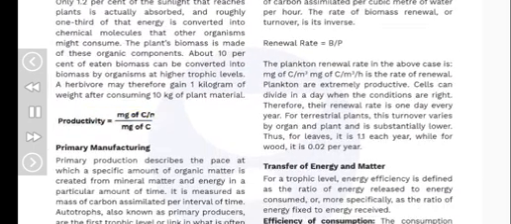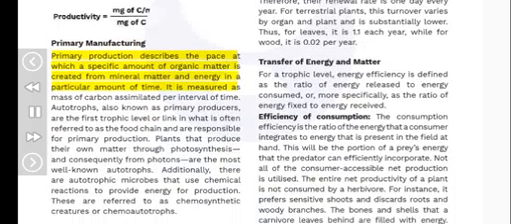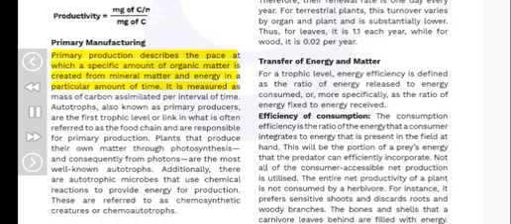Primary production describes the pace at which a specific amount of organic matter is created from mineral matter and energy in a particular amount of time. It is measured as mass of carbon assimilated per interval of time. Autotrophs, also known as primary producers, are the first trophic level or link in what is often referred to as the food chain and are responsible for primary production. Plants produce their own matter through photosynthesis, and consequently from photons, and are the most well-known autotrophs. Additionally, there are autotrophic microbes that use chemical reactions to provide energy for production. These are referred to as chemosynthetic creatures or chemoautotrophs.